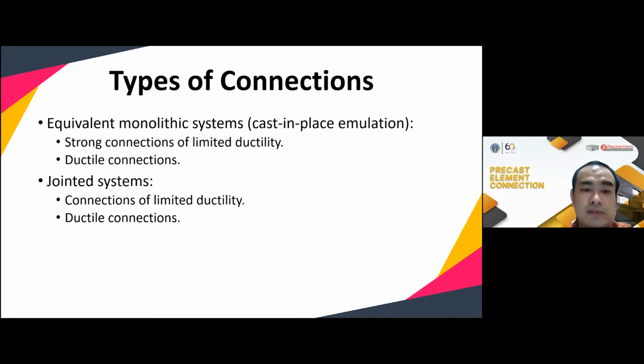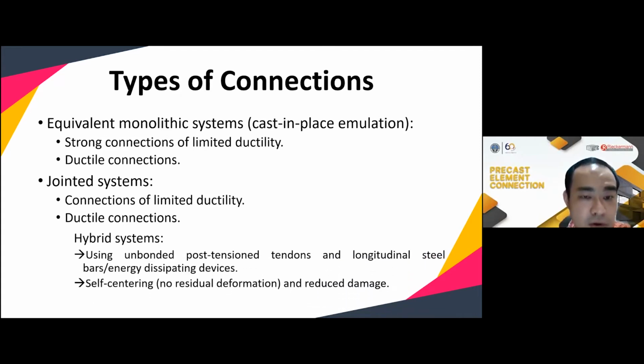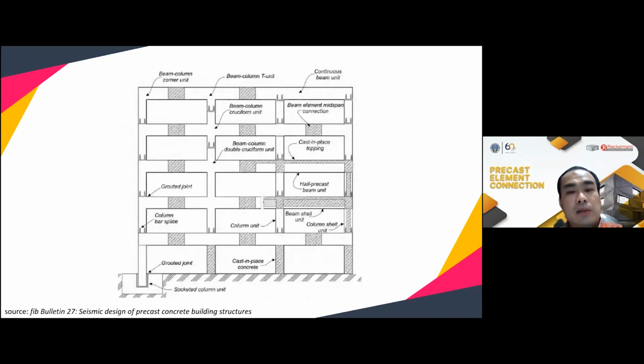Second, we have the jointed system. It has connections of limited ductility and ductile connections. And for the jointed system, we can also have hybrid systems. I think in the last two weeks, Professor Sridhar also explained the hybrid system for precast structural walls using unbonded post-tensioned tendons, which also have self-centering behavior and reduce damage. So this is typical of precast concrete buildings.